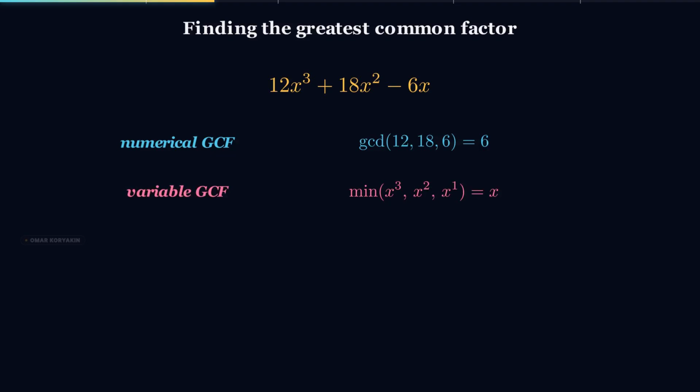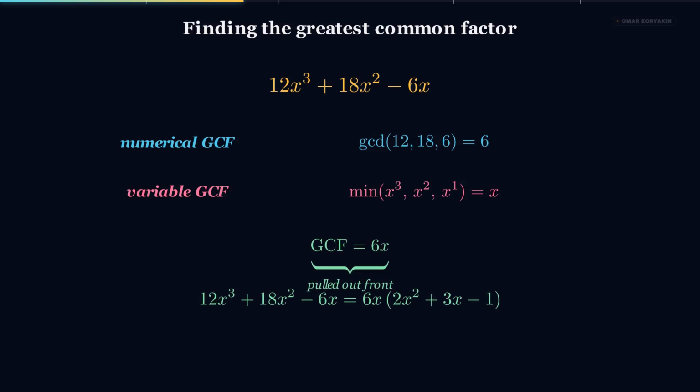Now the variable part. The powers of x are 3, 2, and 1. The lowest of those three powers is 1, so x to the first power is the variable GCF. Always pick the lowest exponent, because that is the one that divides every term. Combine the two pieces. The full GCF is 6x. Pull 6x out front and divide each original term by 6x. 12x cubed divided by 6x is 2x squared. 18x squared divided by 6x is 3x. Negative 6x divided by 6x is negative 1. The factored form is 6x times the quantity 2x squared plus 3x minus 1.